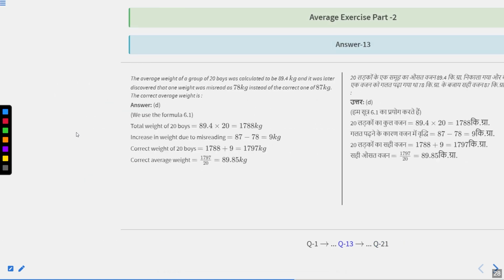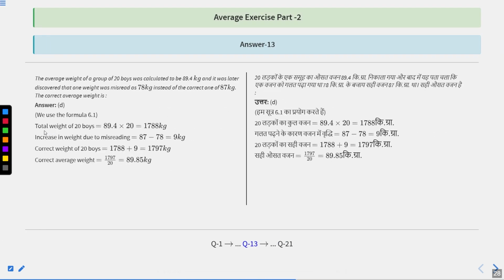Now time's up. Let's see the solution. According to the question, the total weight of 20 boys, given that the average is 89.4, is 89.4 multiplied by 20, which equals 1788 kg. Now the weight increase due to the misread: 87 was the correct weight, but we misread it as 78. When we subtract, we get 9 kg. Clear? When we add 9 kg to the total weight, we get the correct total weight, 1797. When we divide by 20, we get 89.85 kg as the correct answer. So D is the correct answer. Next one.